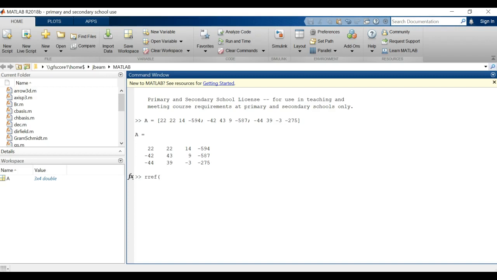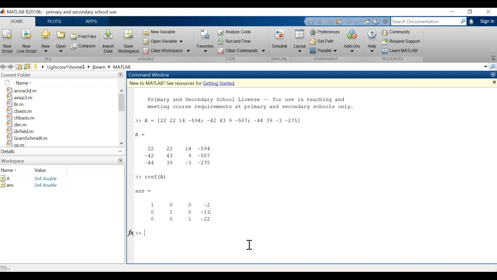I'm going to put parentheses. I'm going to say perform RREF on matrix A. So it's like a function that eats a matrix and returns something. When I hit enter, I get back another matrix. The only part of this matrix that matters is the -2, the -11, and the -22 at the right-hand side. So what this is literally saying is that x is -2, y is -11, and z is -22.